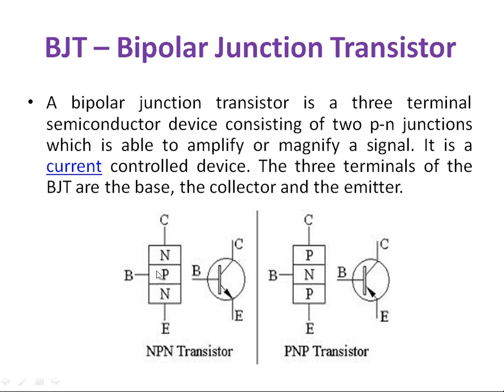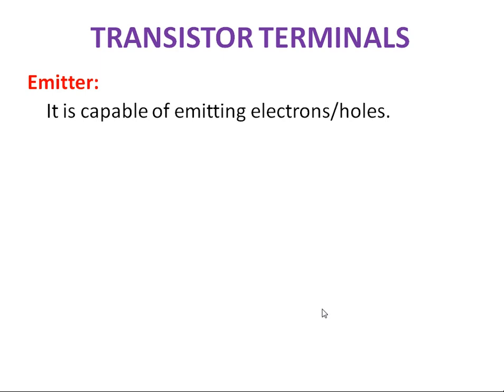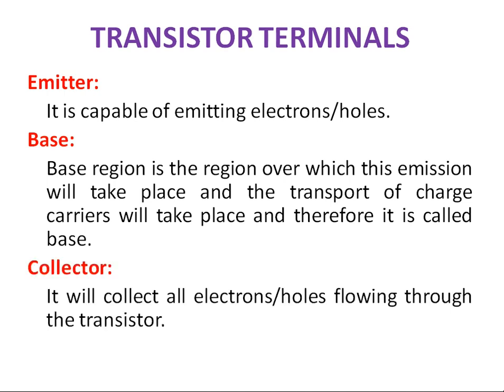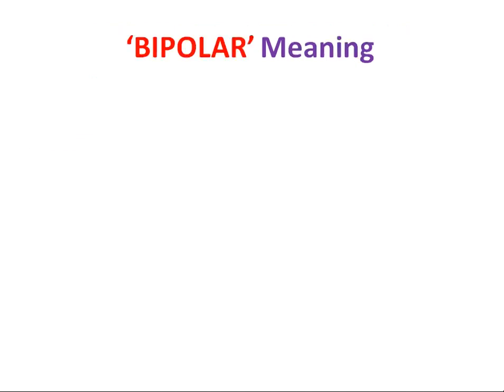There are two junctions, first junction and second junction. In this transistor the arrow is in outward direction, so it is an NPN transistor. Here the arrow is in inward direction, so it is a PNP transistor. The emitter emits the electrons. The base is the region over which the emission will take place and transport of charge carriers will take place, and therefore it is called base. And the collector collects all the electrons emitted by the emitter terminal.